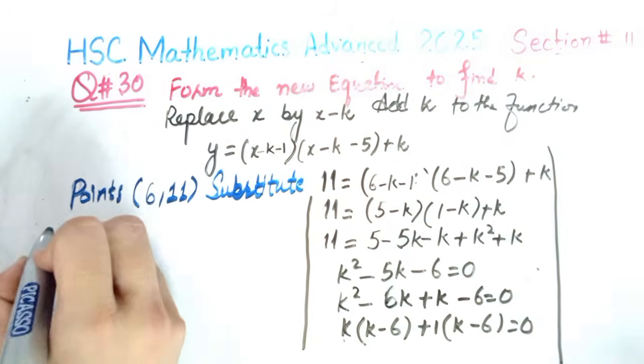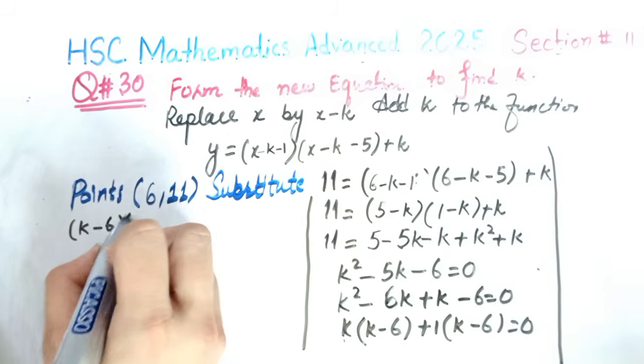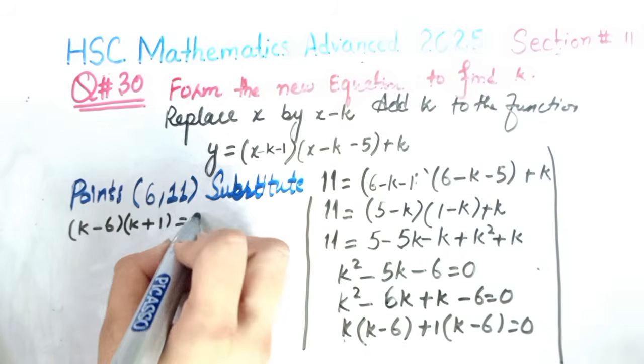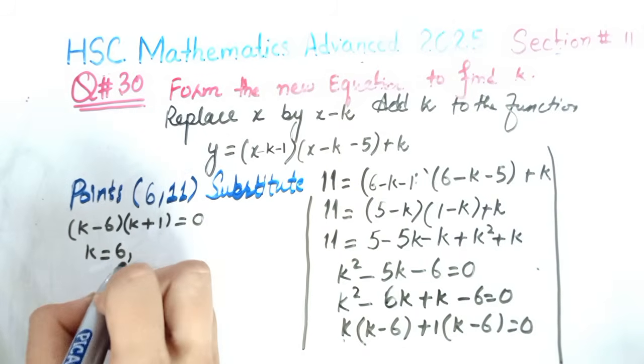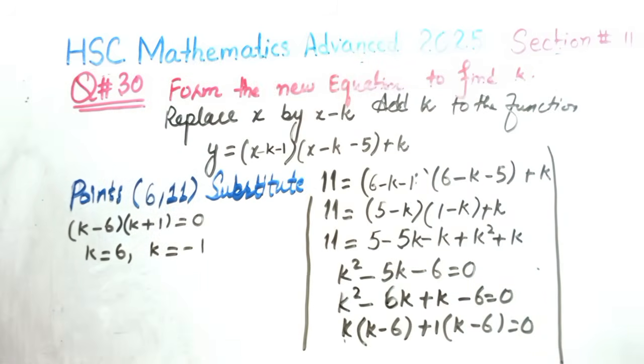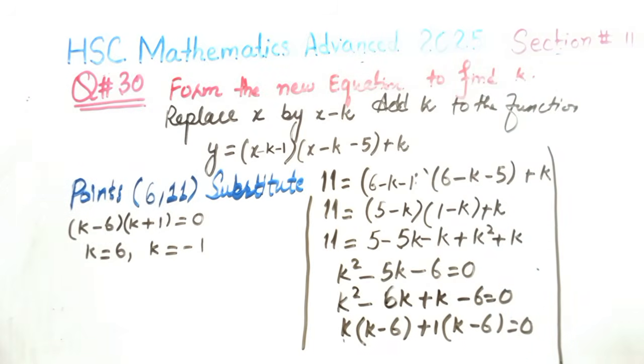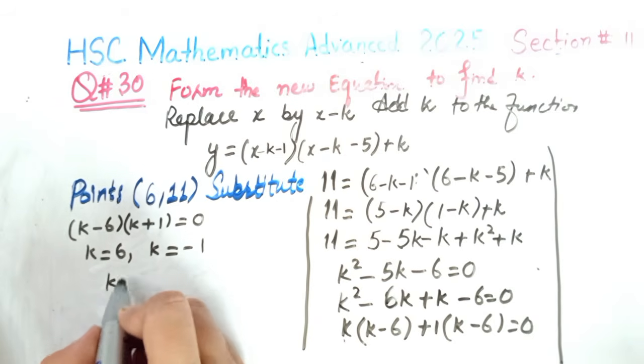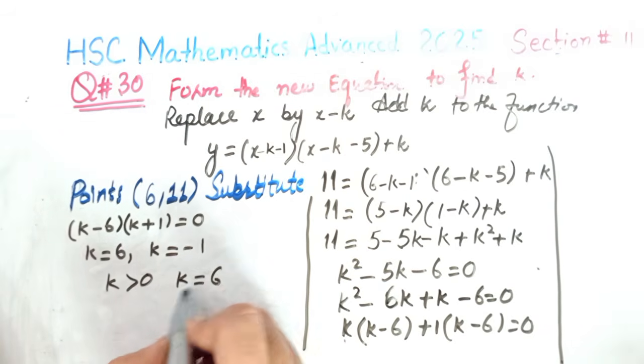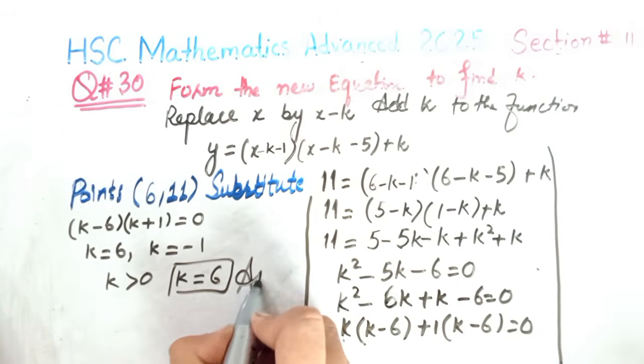What will we get? We get two factors, k minus 6 and k plus 1. So k equals 6 and k equals minus 1. These are the solutions. So k must be positive, and that's why k equals 6 is the final answer.